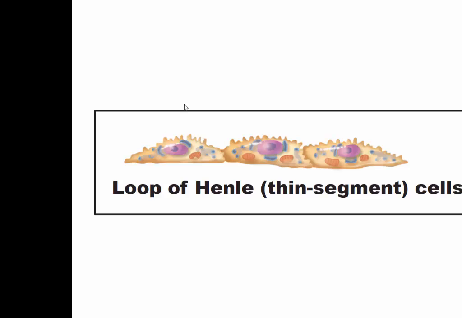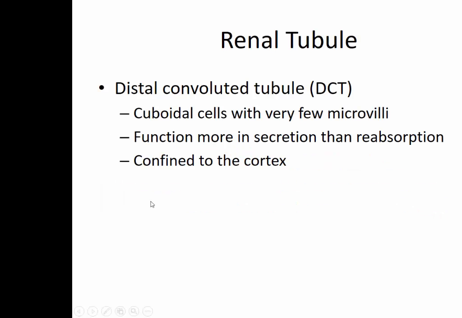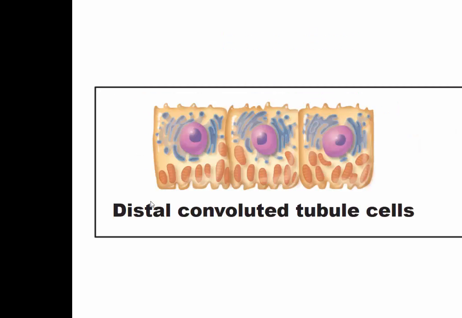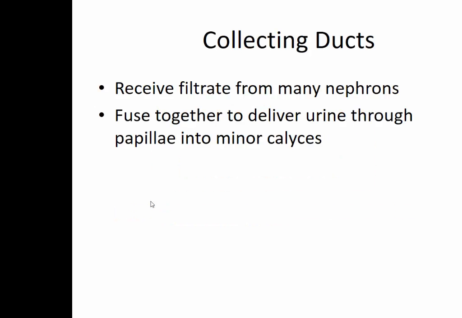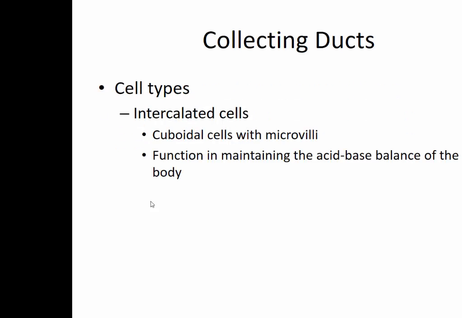So there's the thin segment of the loop of Henle, simple squamous. And then the distal convoluted tubule, like I said, cuboidal cells. So I'm just going to show those square, more uniformly shaped cells. And then the collecting duct is at the end of the nephron, and that too is simple cuboidal.